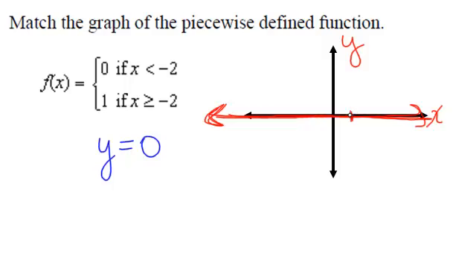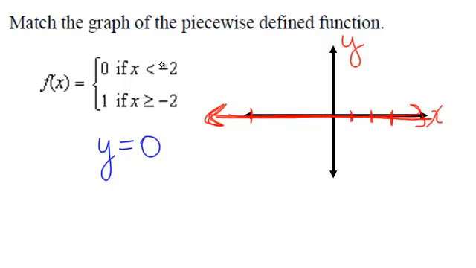This is the point 1, 0. This is the point 2, 0. This is the point 3, 0. This is the point about negative 5, 0. Every y is 0. So y equals 0 is that line.